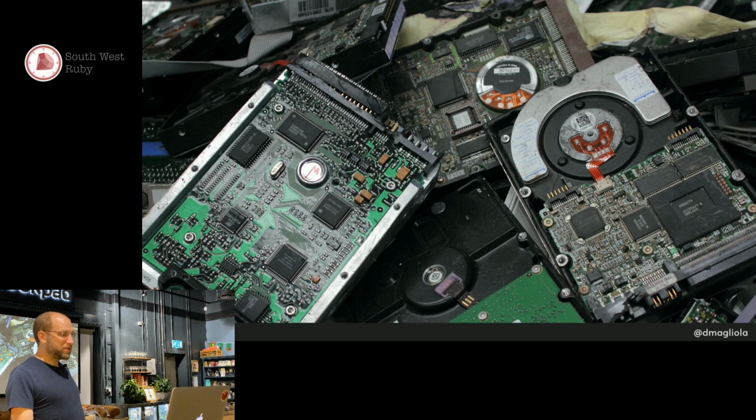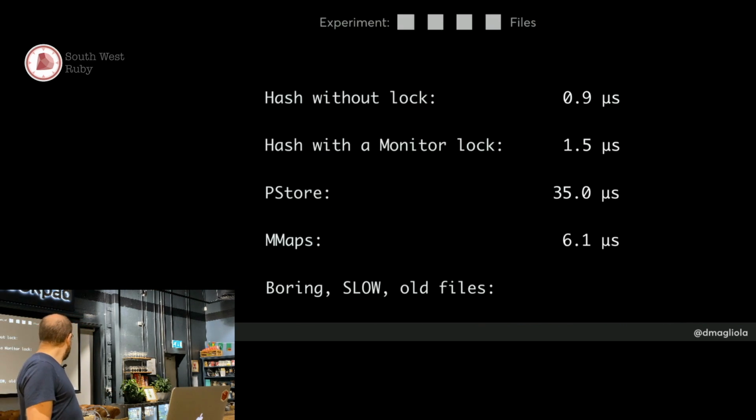So how slow was this solution based on disk? Well, if you remember, the memory maps were about 6 microseconds. Files on actual slow hard drives, what, 9? Which, considering how slow I expected this to be, just completely blew my mind.